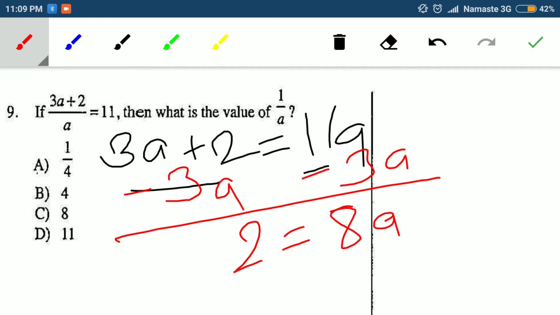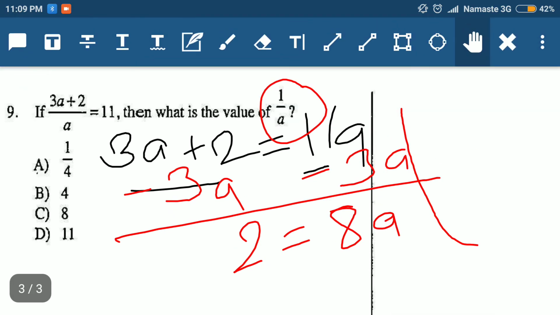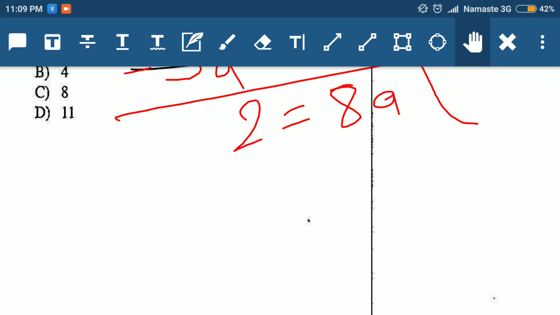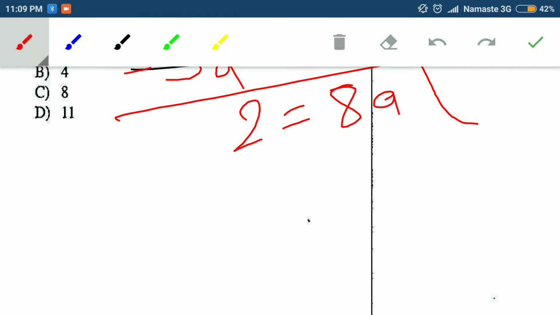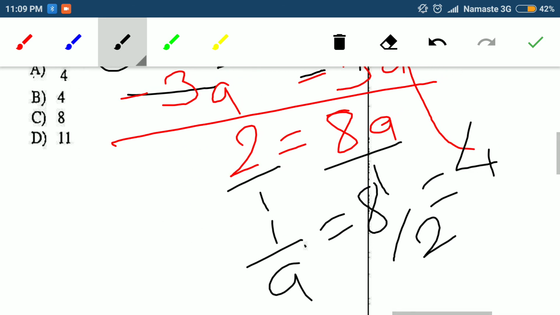Now we need to find the value of, sorry, not a, 1 by a. So we're going for 1 by a, again doing the same cross multiplication. If there is no denominator we assume it is equal to 1. Doing cross multiplication we get 1 by a equals 8 by 2, which results in 4. So our answer is option B, 4.